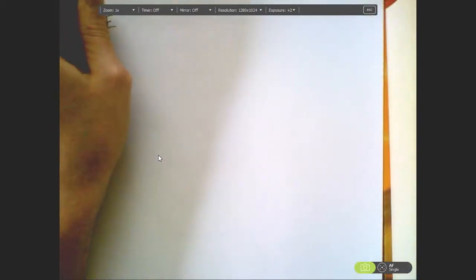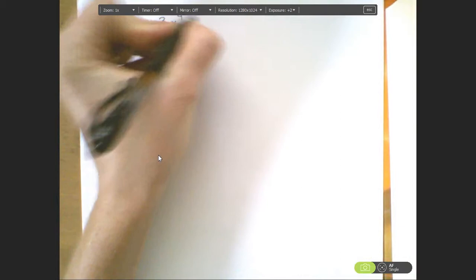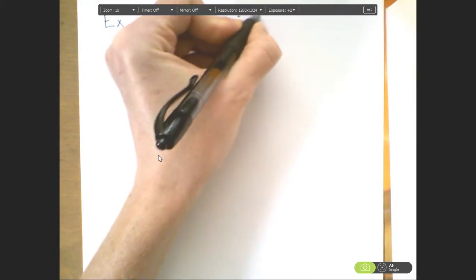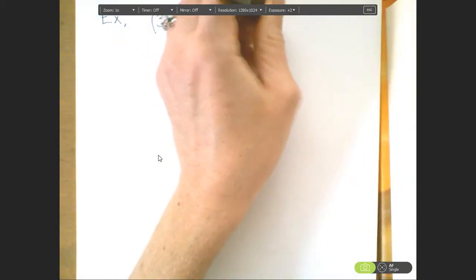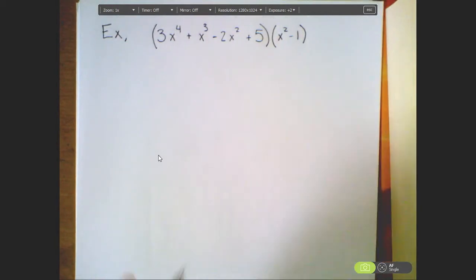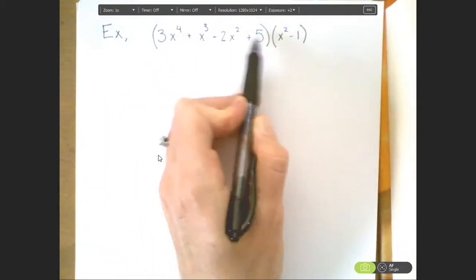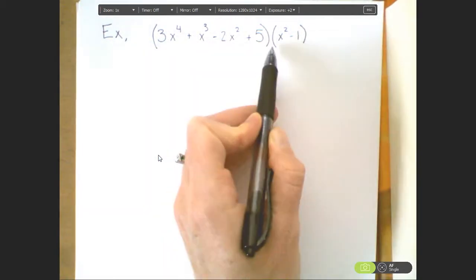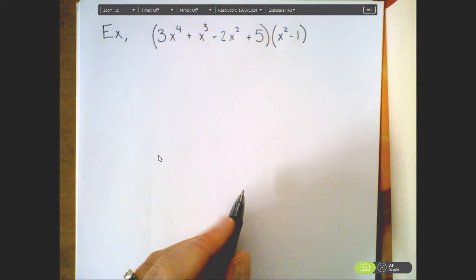Finally, let's look at a bigger polynomial. So suppose I have a polynomial something like 3x to the 4th plus x cubed minus 2x squared plus 5. And let's say I want to multiply this really long polynomial by, let's say, x squared minus 1. In order to do this multiplication, I have to multiply term by term. Again, it's a generalized distributive property where every term in this factor has to be multiplied by every term in this factor. And one way to do this is to actually use the standard multiplication algorithm.